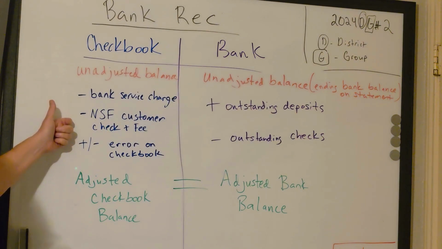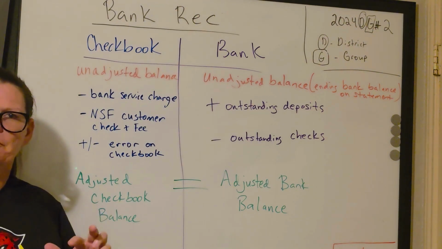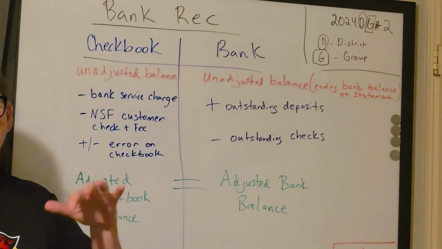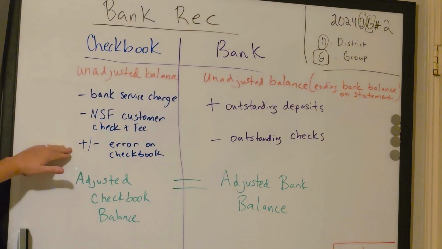And then sometimes there's an error. So we might accidentally transpose numbers, and we might put 64 in our checkbook when it was actually 46 that cleared the bank. So sometimes we either have to add or subtract the difference in the error we made.